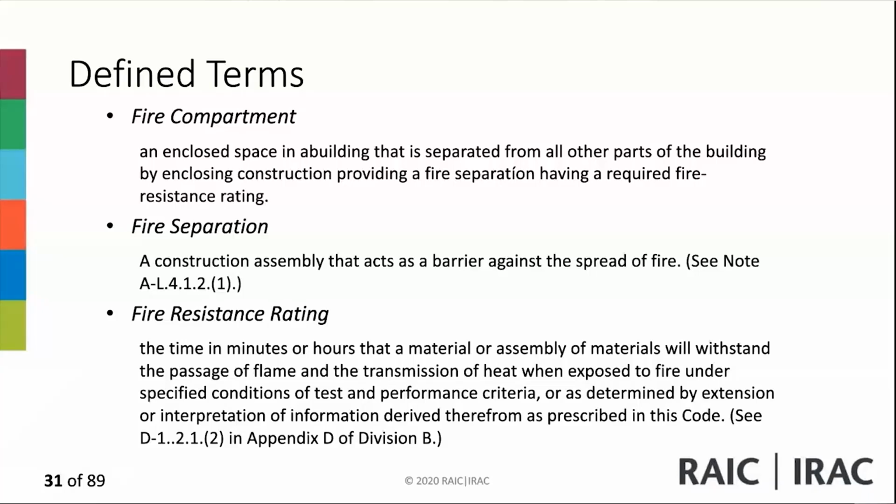So remember, the fire compartment is an enclosed space in a building that is separated from all other parts of the building by enclosing construction, providing a fire separation having a required fire resistance rating. A fire separation is a construction assembly that acts as a barrier against the spread of fire. And it's got a note in 1.4.1.2. So let's take a look at the note for fire separation. What does it say?